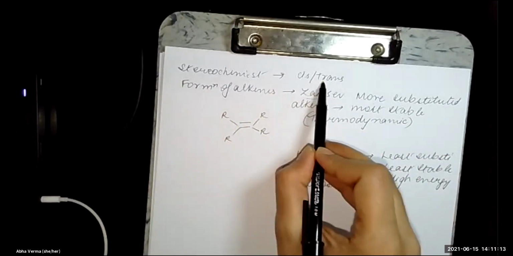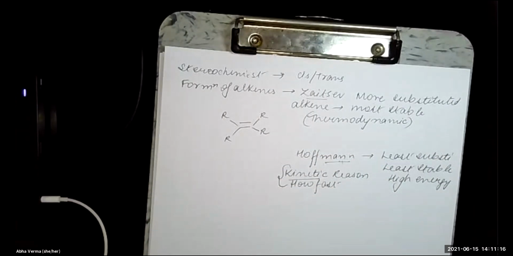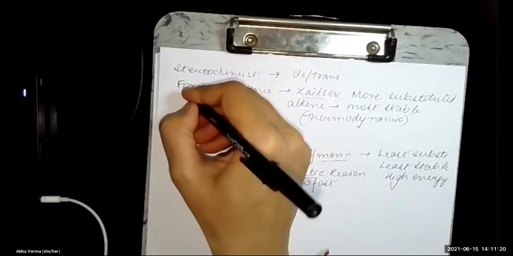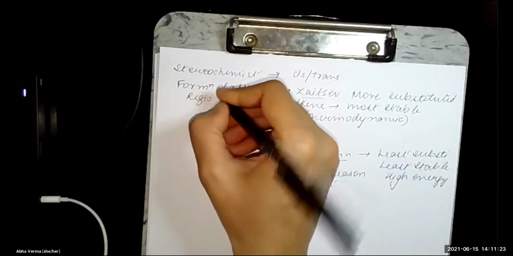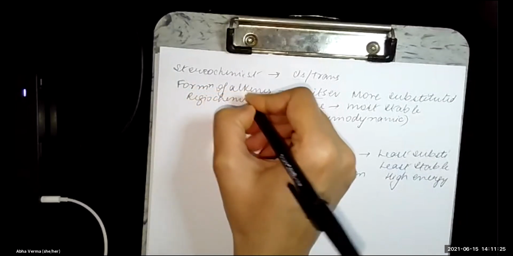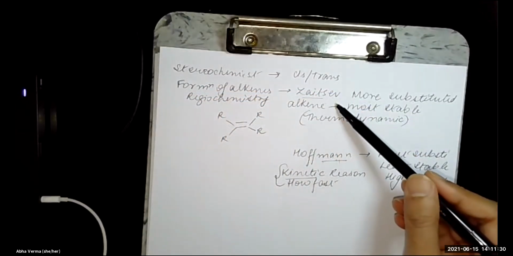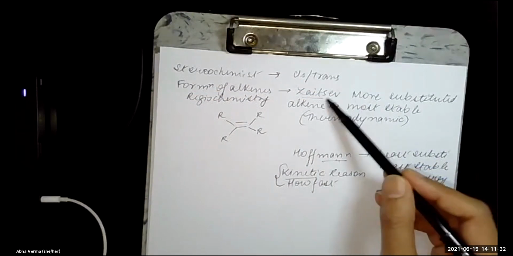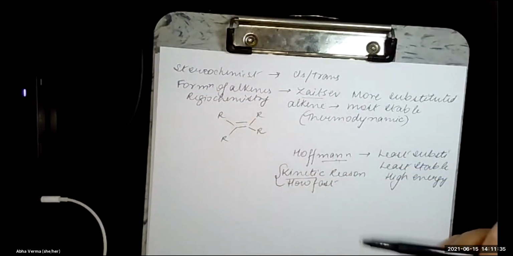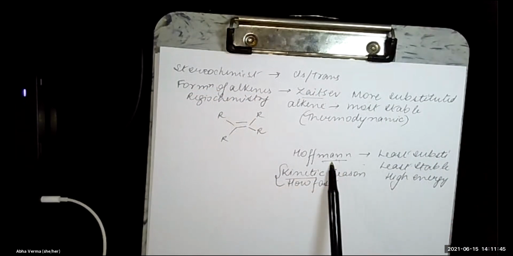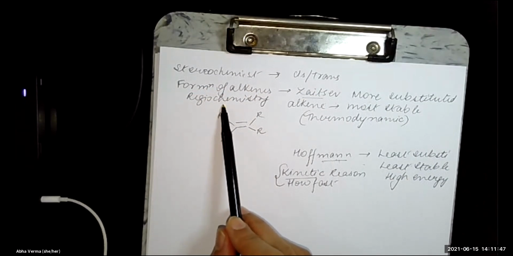So while cis and trans alkenes decide your stereochemistry, during the formation of alkene, the regiochemistry is decided by the position of your double bond. If your double bond is more substituted, you have a Zaitsev regiochemistry. If your double bond is less substituted and there was a chance of forming a more substituted alkene, then you say that you have a Hoffman regioselectivity.